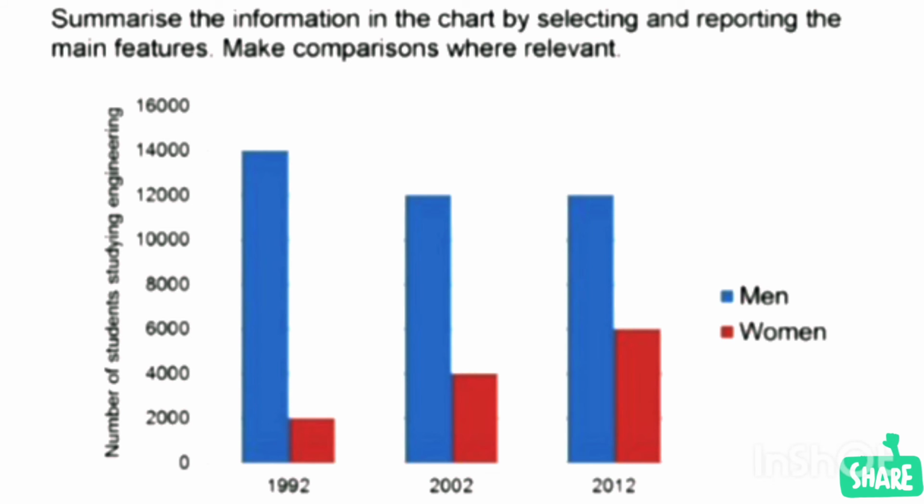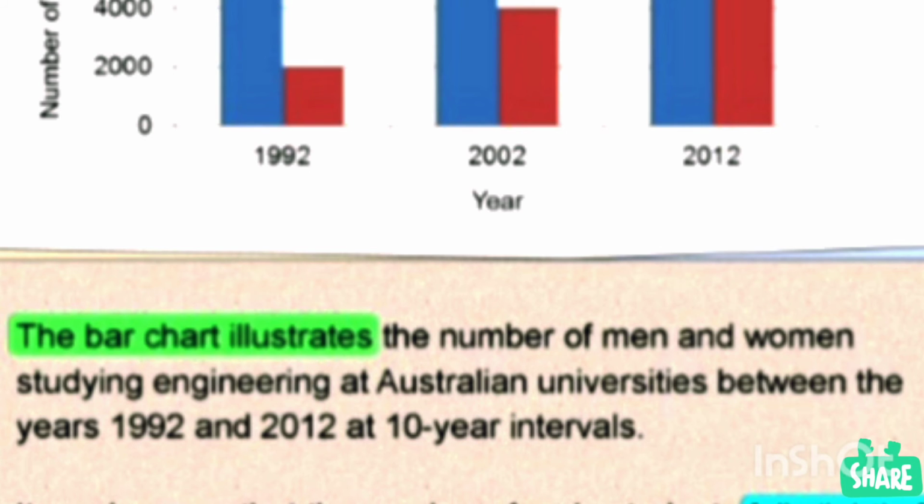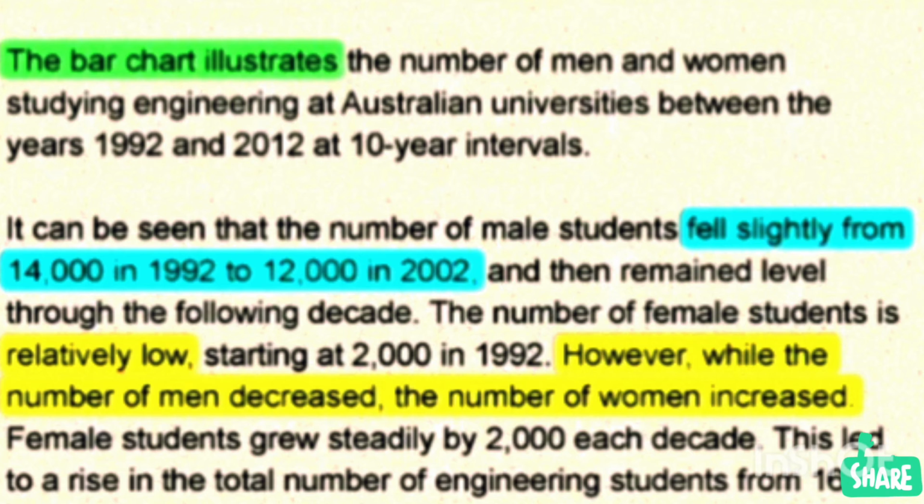So now let's write down the introduction first. The bar chart illustrates the number of men and women studying engineering at Australian universities between the years 1992 and 2012 at 10-year intervals. Then we can write down the body of the analytical paragraph: it can be seen that the number of male students fell slightly from 14,000 in 1992 to 12,000 in 2002 and then remained level through the following decade. The number of female students is relatively low, starting at 2000 in 1992.